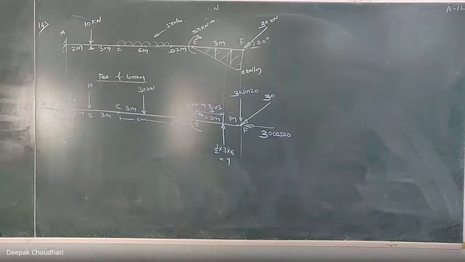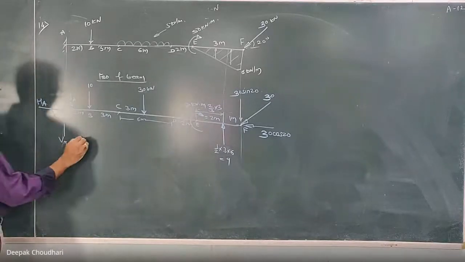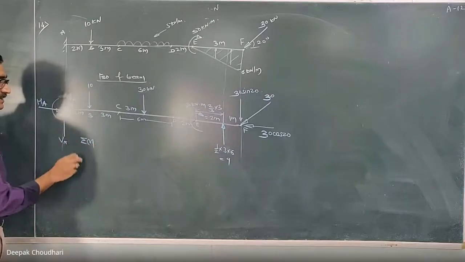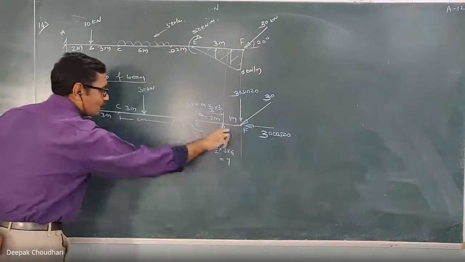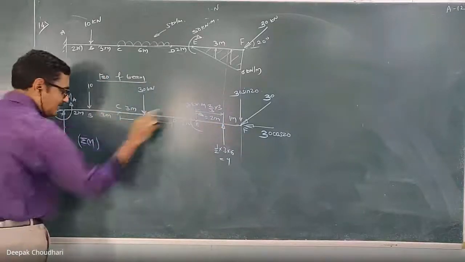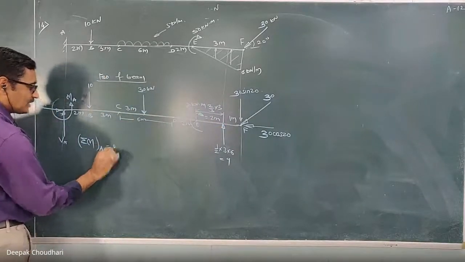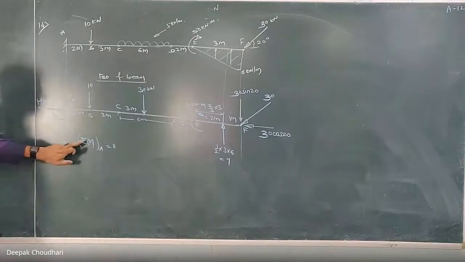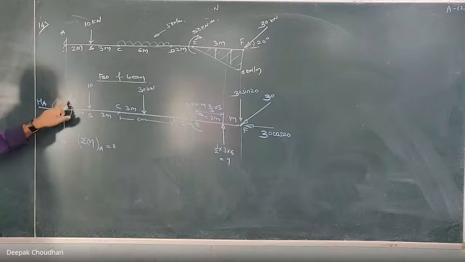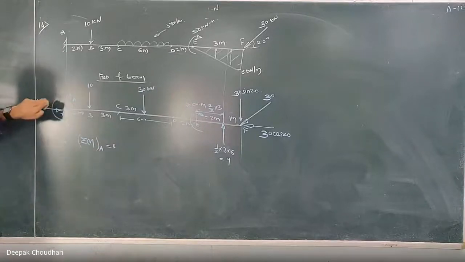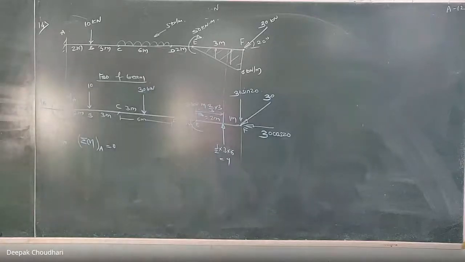Now apply the 3 conditions, you will get the 3 unknowns. First I will use the moment equation, the algebraic summation of the moments. Listen to me. The algebraic summation of the moment of all forces about point A must be equal to 0. This MA and this MA are different. This is the reactive moment at A, and this is the algebraic summation of the moment of all forces about point A.